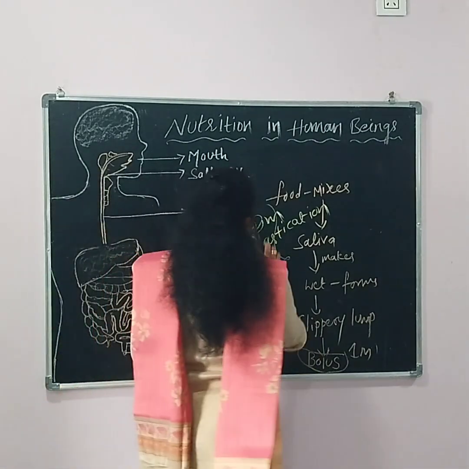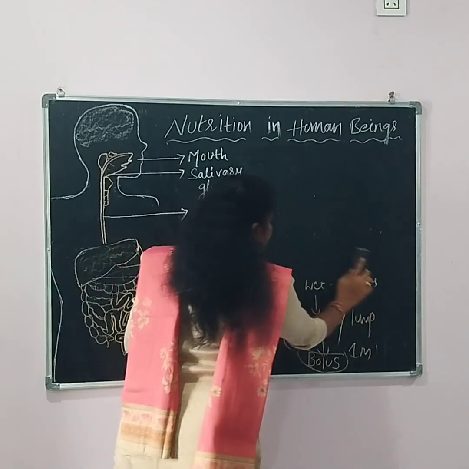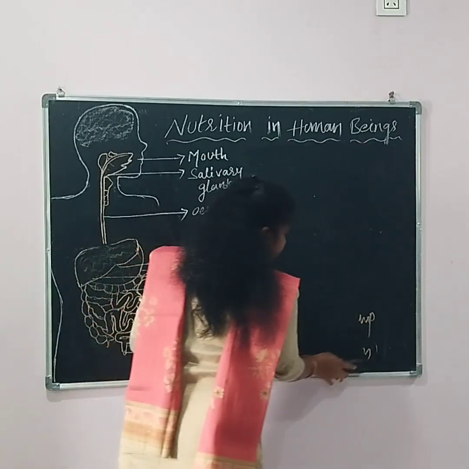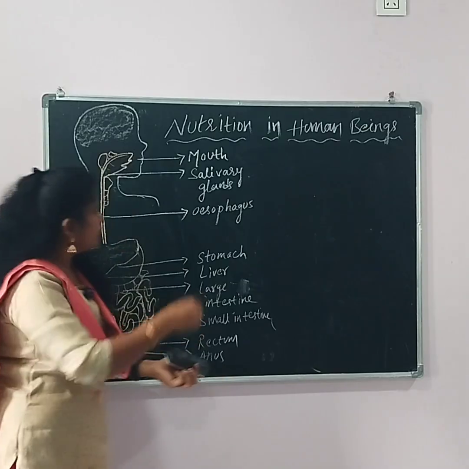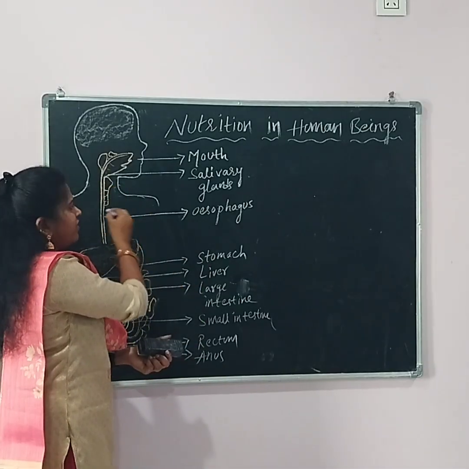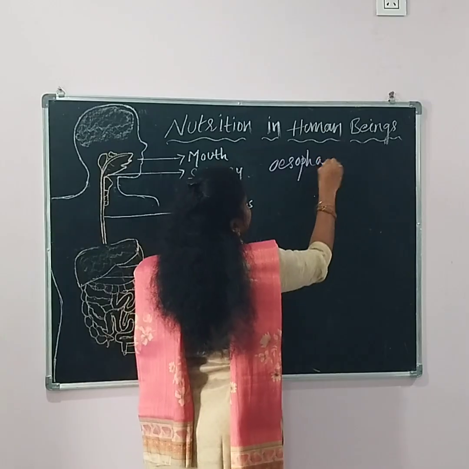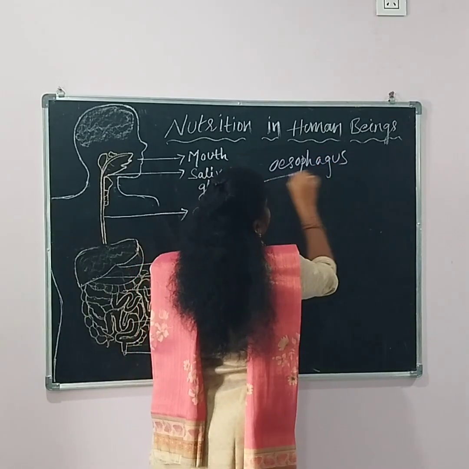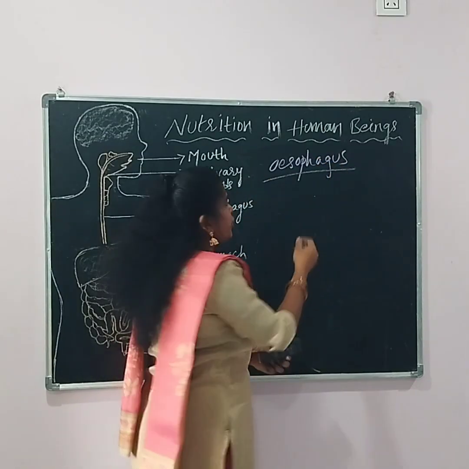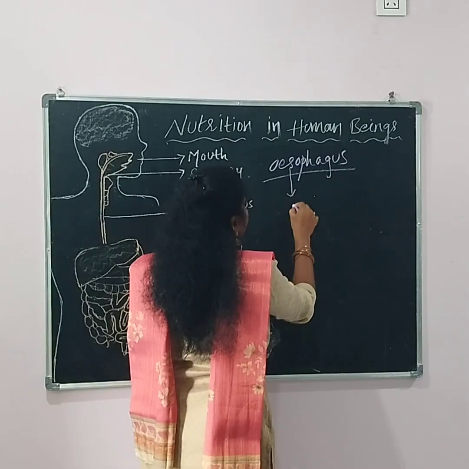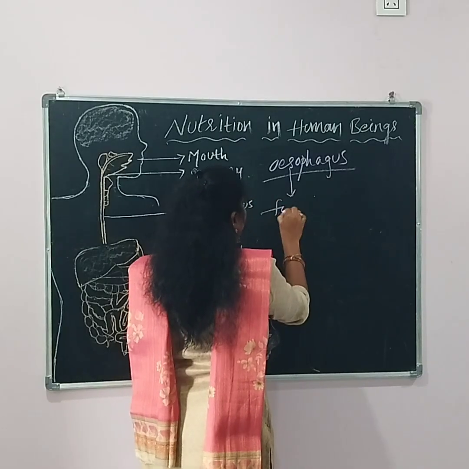Next, from the mouth, food reaches the next part, that is the esophagus. The esophagus is a long tube. This esophagus is nothing but the food pipe.